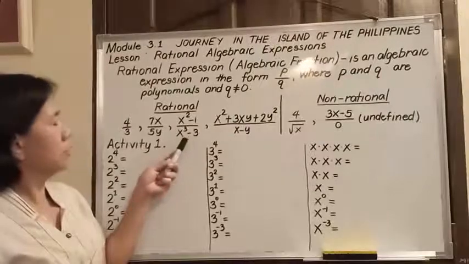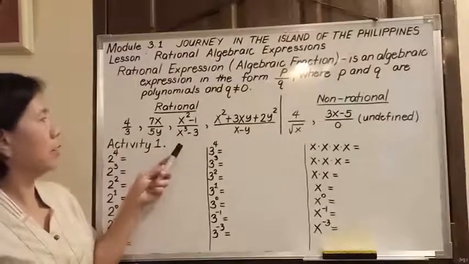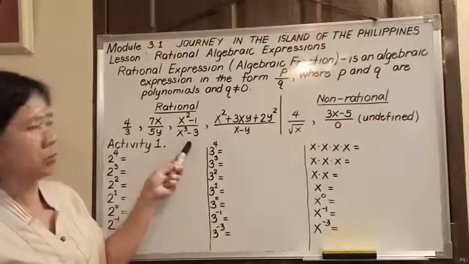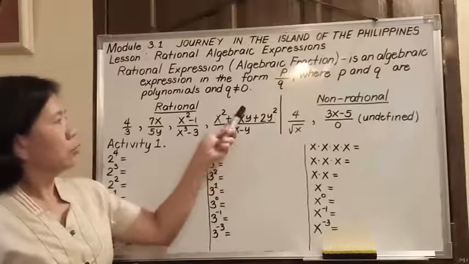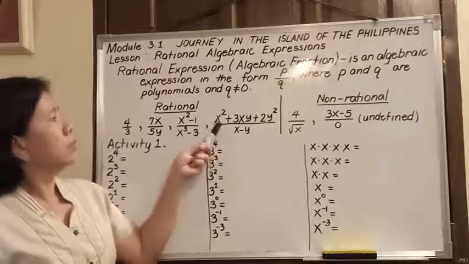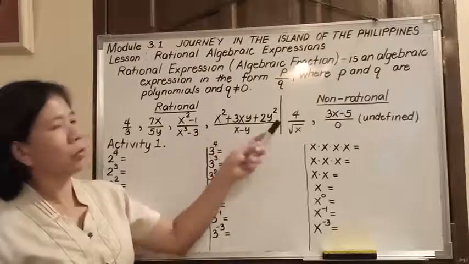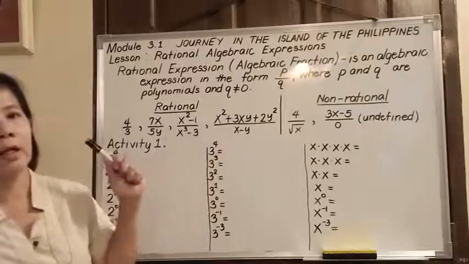Another example, our numerator this time is a binomial, x squared minus 1. The denominator is also a binomial, x cubed minus 3. For the last example, numerator and denominator are also polynomials. What kind of polynomial is this? With 3 terms, we have a trinomial in the numerator and a binomial in the denominator.